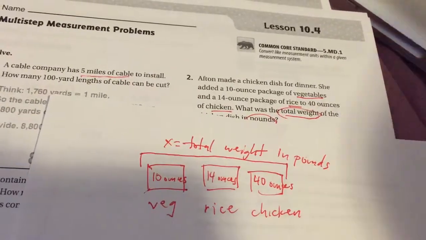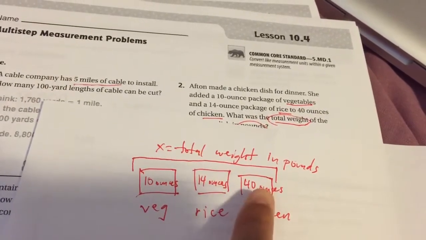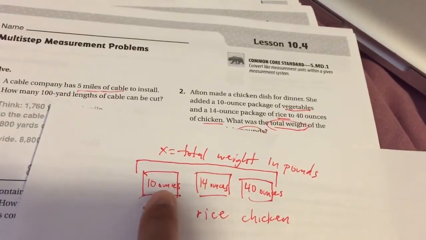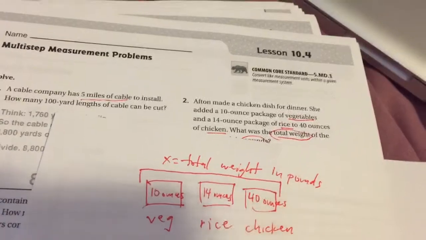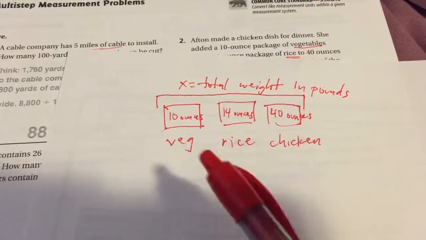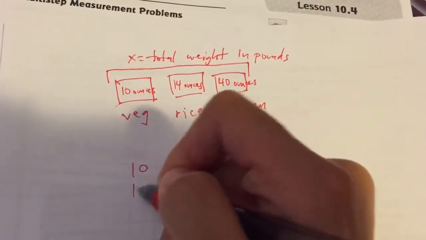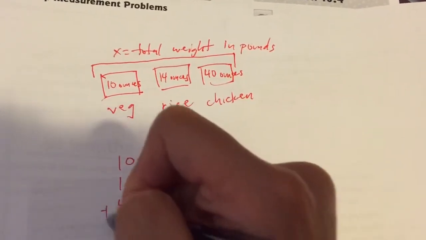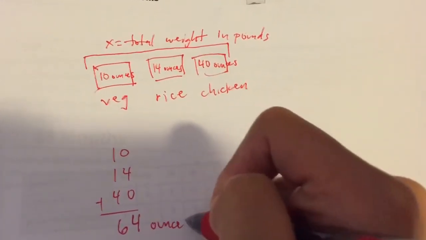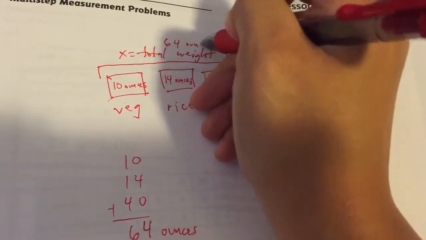Now, if we know that the vegetables is 10 ounces, rice is 14 ounces, and the chicken is 40 ounces, they're getting bigger. Because if we're adding more and more to it, it's getting larger. And since the number isn't repeating, it's not like 10, 10, 10, 14, 14, 14, 40, 40, 40, we're going to add them together, not multiply. And so when we add them together, we will get 4, 5, 6, 64 ounces. Now that's the total ounces, 64 ounces altogether.